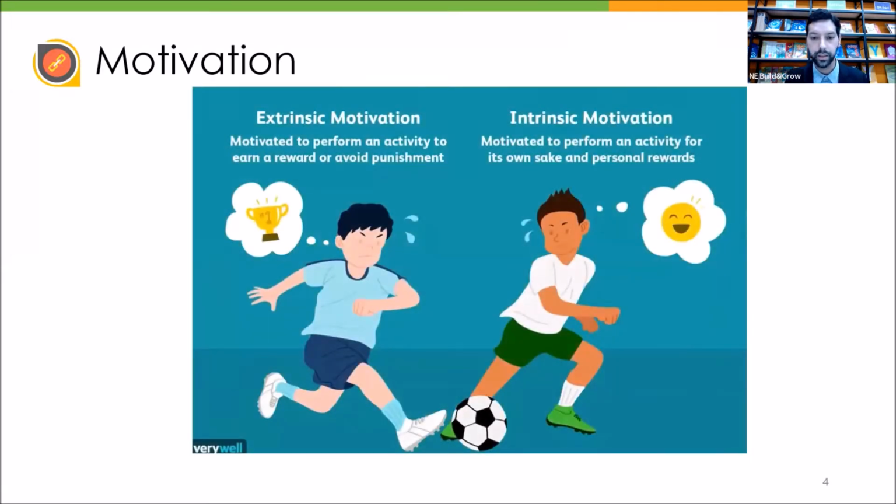Okay, so if we look at this picture, we see two boys playing soccer. So the first boy, he is driven by extrinsic motivation. Okay, so he's motivated to perform, to earn a reward or avoid a punishment. And these are things that come from outside. Okay, so these are outside factors that are motivating him. Now, if we look at the other boy, he is motivated by intrinsic motivation. So he wants to perform this activity for its own sake and for personal rewards.